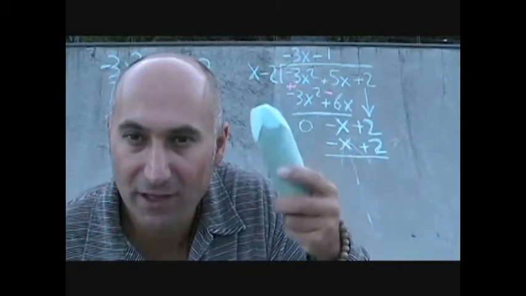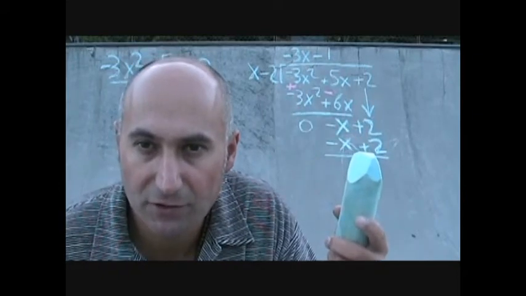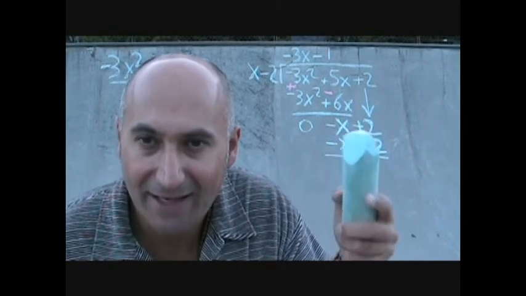So you have negative 1 times x is going to be negative x, negative 1 times 2 is going to be positive 2. So what I end up doing is changing the signs in the bottom over here and adding these things together.